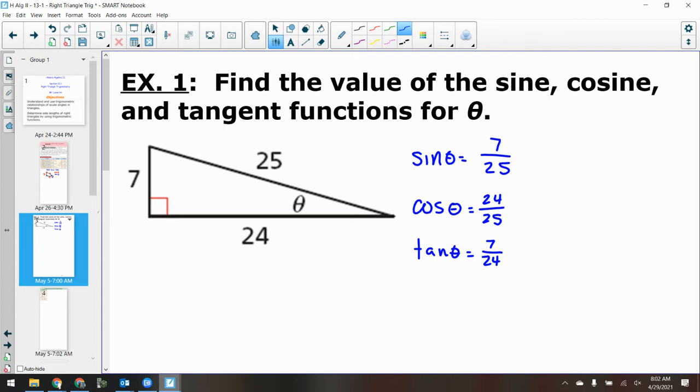Now, did we solve for anything right there? No, we're just identifying which pieces go where, so we're very clear about what's my opposite, what's my adjacent, what's my hypotenuse. Can we identify those things? Let me reinforce this one more time.